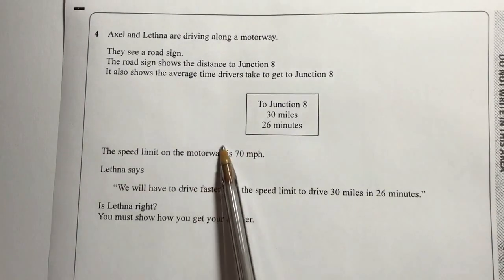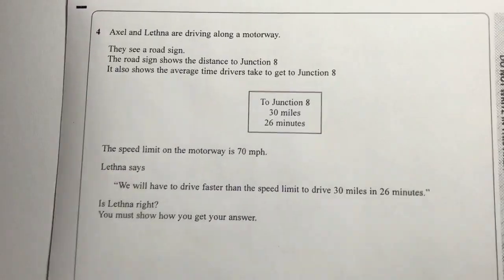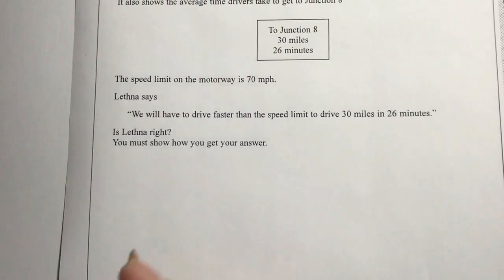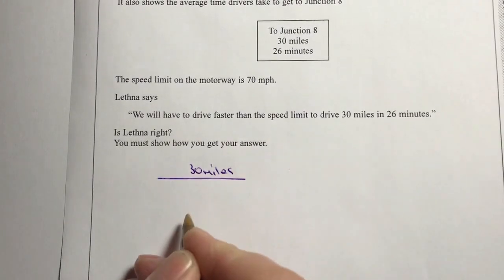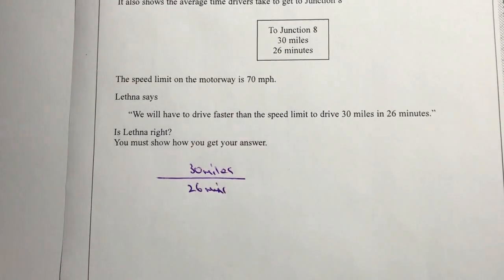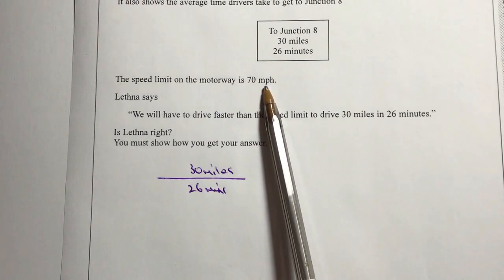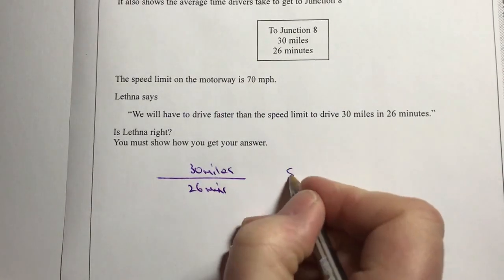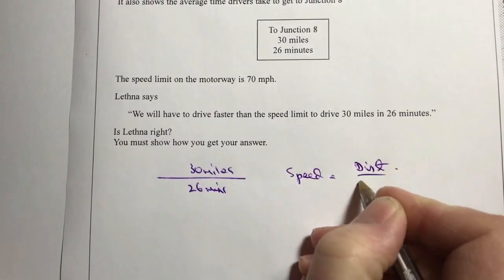So take all of that away and really it boils down to this little bit here. Let's just have a look at that for a moment. What we're actually saying is that if we're driving a distance of 30 miles and we drive that distance in a time of 26 minutes, is that faster or slower than 70 miles an hour? Well, if we have a look at the term miles per hour, that's a measurement of speed. So speed equals distance divided by time.